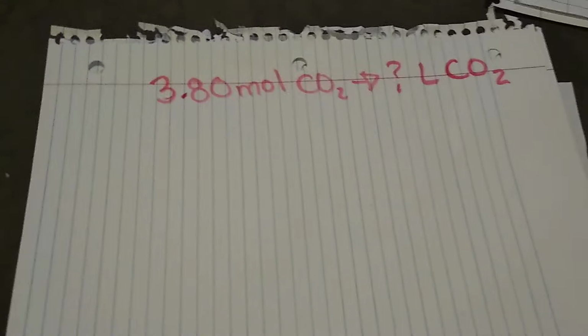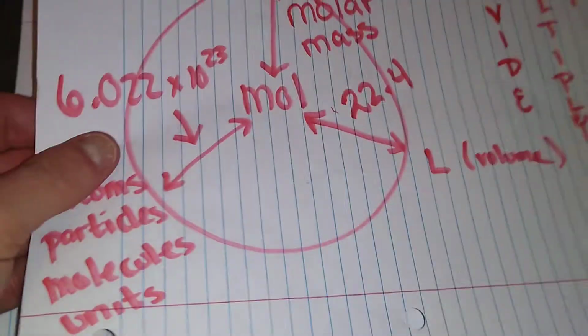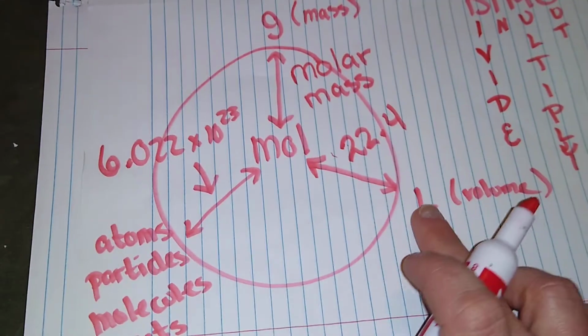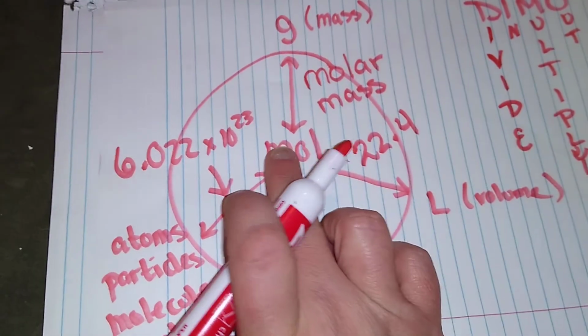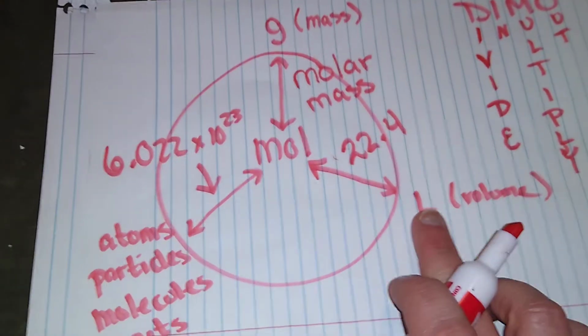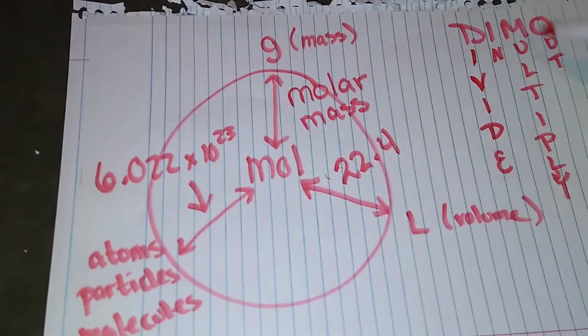is that we want to go from moles to liters. Okay, if you look here, you put your finger on moles and you want to go to liters. So we're in the middle and we're going out. So we are going to multiply.